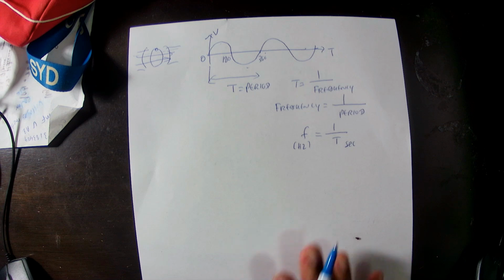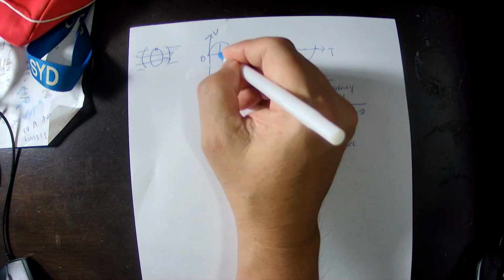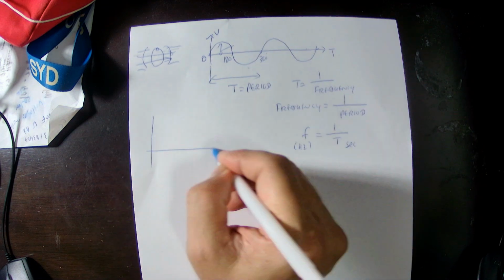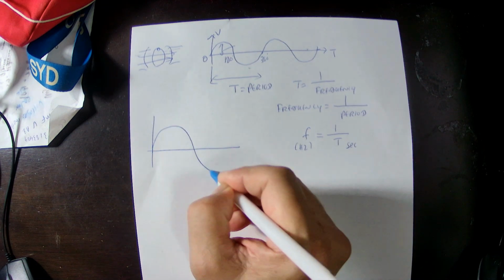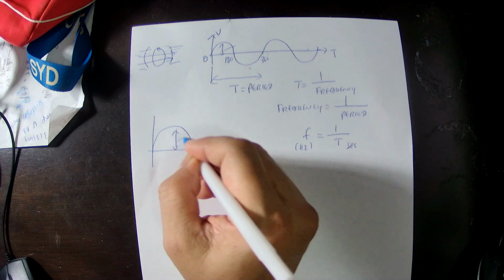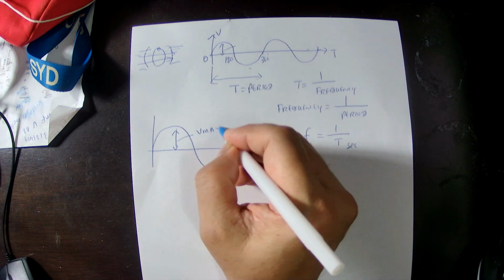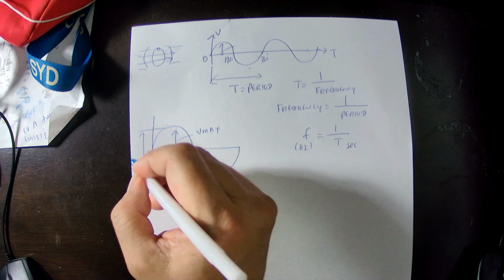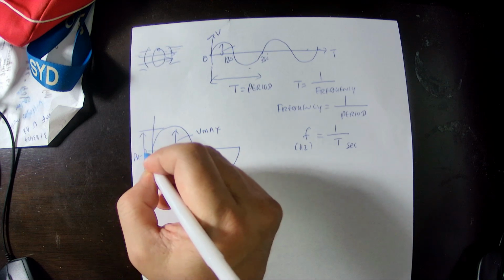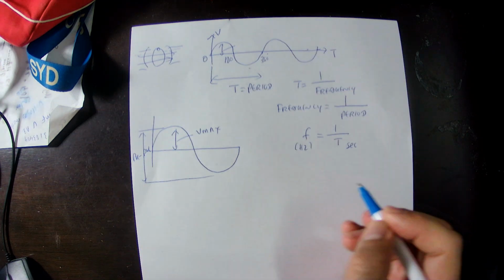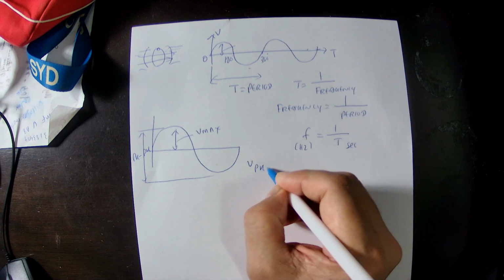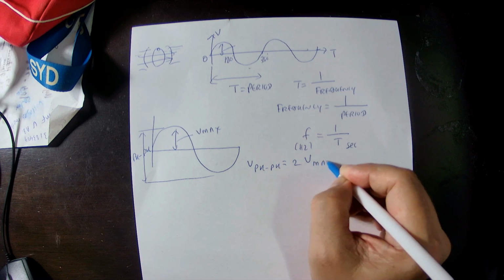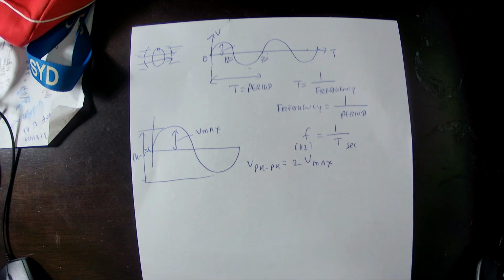In this AC waveform, here is the maximum value. This one is the peak-to-peak value. The peak-to-peak value is 2 times V maximum. 2 times the maximum value is the peak-to-peak value.